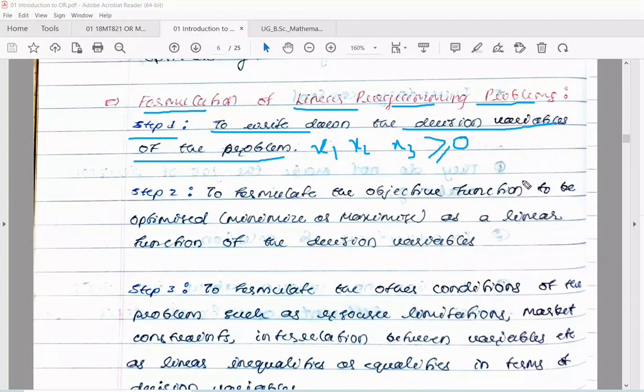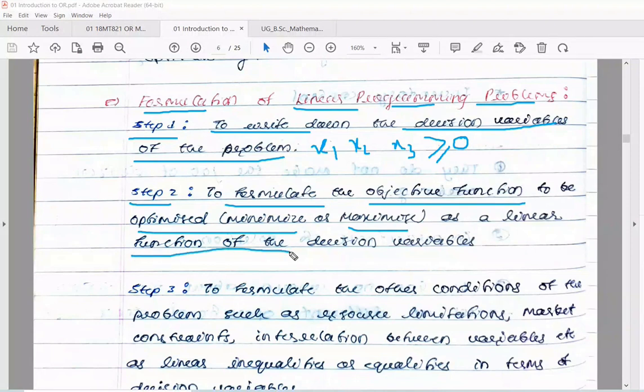Whatever decision variables you are going to consider, those decision variables should be non-negative values. Those are to be taken as decision variables. The second step is to formulate the objective function to be optimized, for the purpose of minimization or maximization, as a linear function of the decision variables.